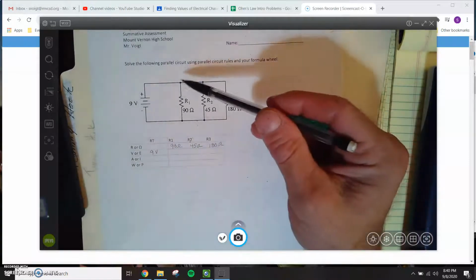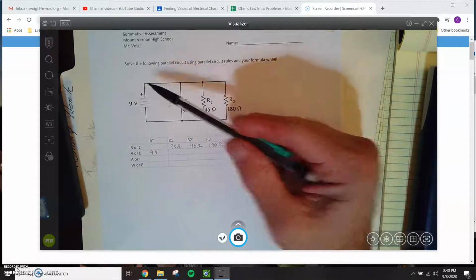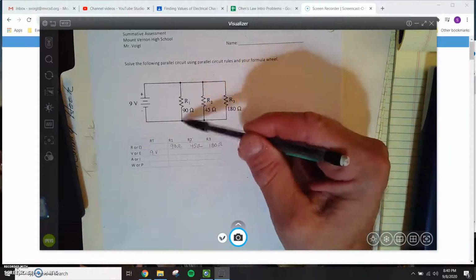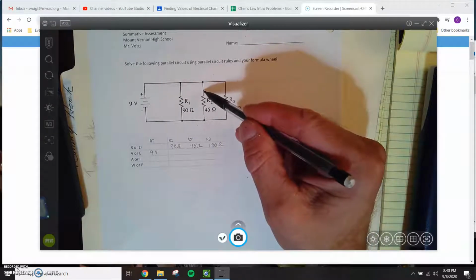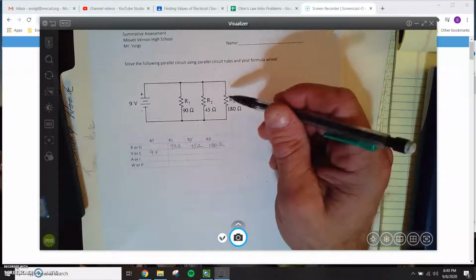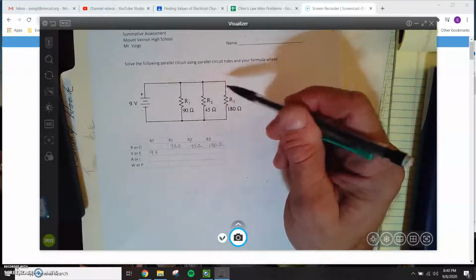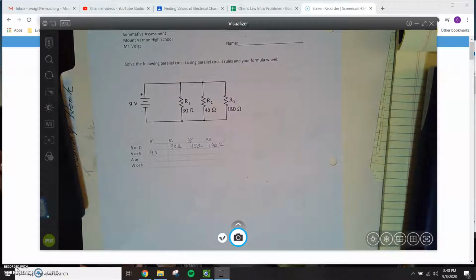Now, notice that we have 3 paths for electricity. That's what makes it parallel. And we only have 1 resistor. Each one of these paths is a different branch, and there can be more than 1 resistor in there. When you have more than 1 resistor in there, it makes it more complicated. For right now, we're just doing a straight parallel circuit with 1 resistor per branch. That makes this relatively easy.